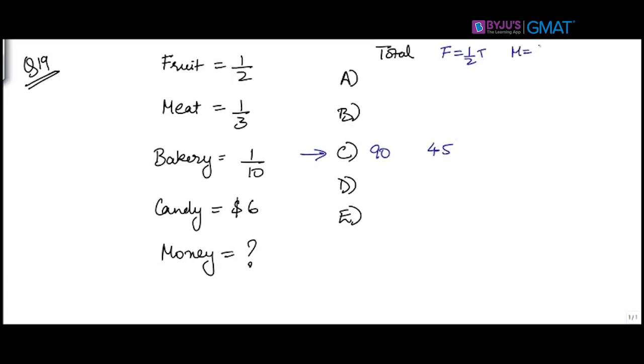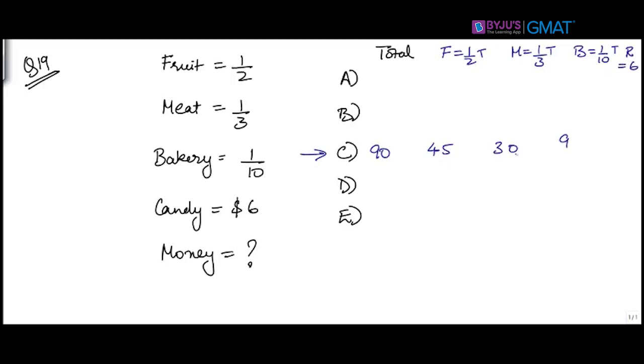What is the next thing that I can find out? The amount spent on meat, that is 1/3 of total. So 1/3 of 90 is 30. And how much did he spend on bakery? 1/10 of total. So that is 9. What is the next thing that I can find out? So if I add all this, the remaining has to be 6, right? So the remaining has to be $6.